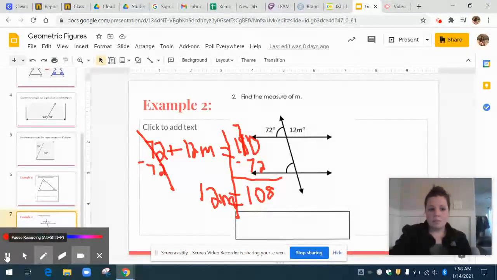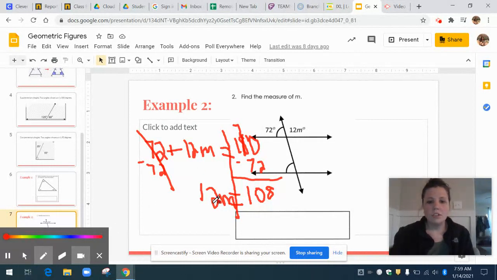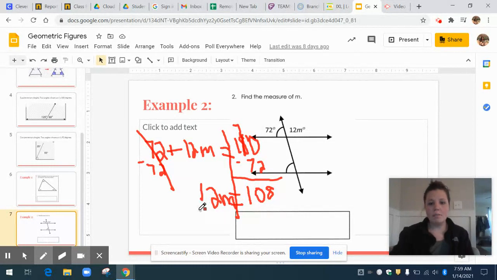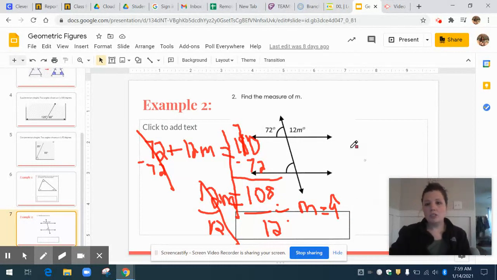At this point, you should know that you need to divide by whatever's touching your variable. So I'm going to divide both sides by 12. 12 over 12 cancels, which just leaves me with m, which is what I need. And then 108 divided by 12 is 9. So I get m equals 9.